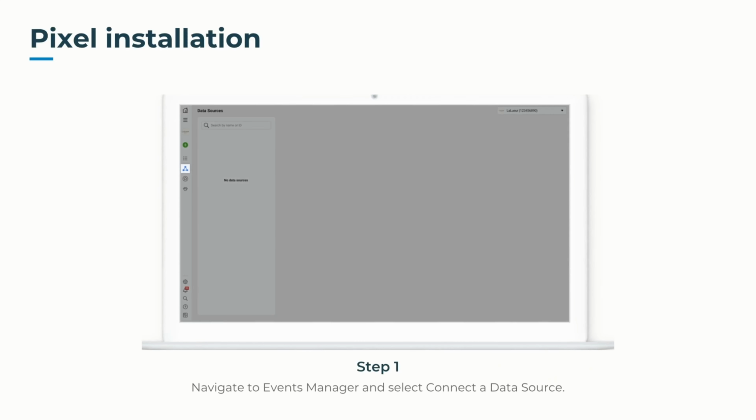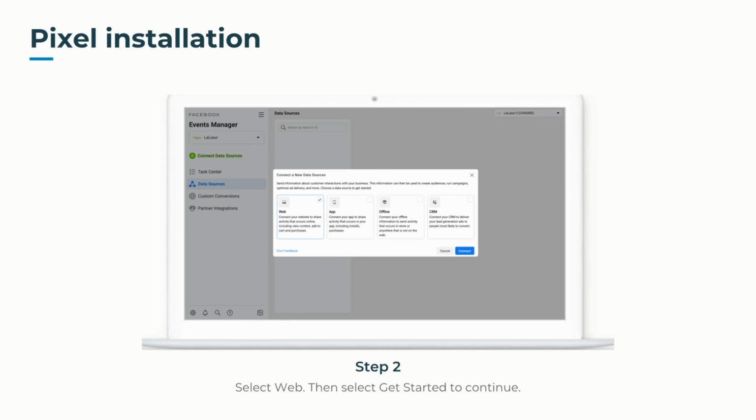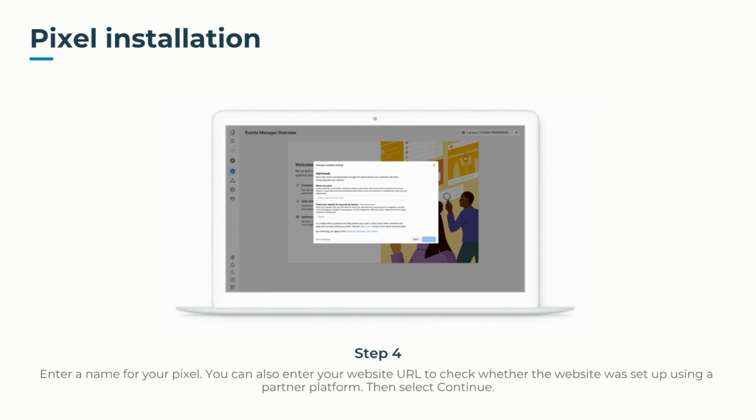So we can install Pixel in 5 simple steps, if your website is built on a platform like WooCommerce, Shopify, Wix, and similar. So first of all, navigate to the Events Manager and click on Connect a Data Source on the left. Then you click Web and select Get Started to continue. Then you should put Facebook Pixel and select Connect. And finally, you can add the name and URL of your website if you have one, and select Continue. And this is just for you to name it so you can find it later on.